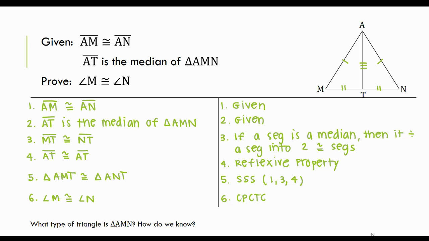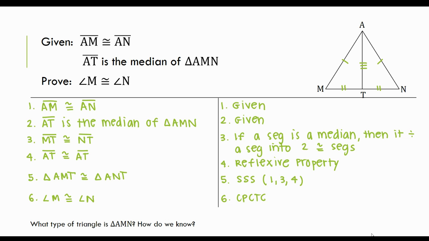So I had my 2 givens. Notice that the second given was a vocab word, median. So that meant that I needed to expand on it. So I was able to state that MT and NT were congruent, because if a segment's a median, then it's going to divide a segment into 2 congruent segments.